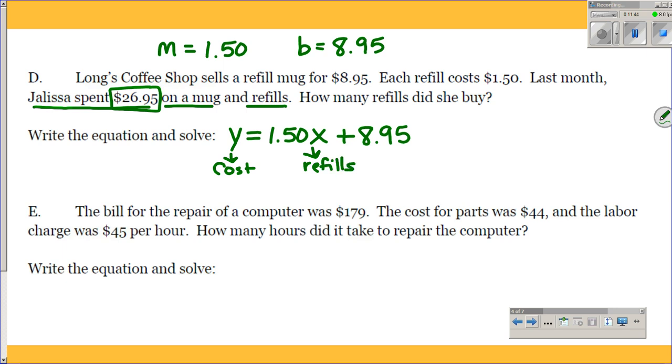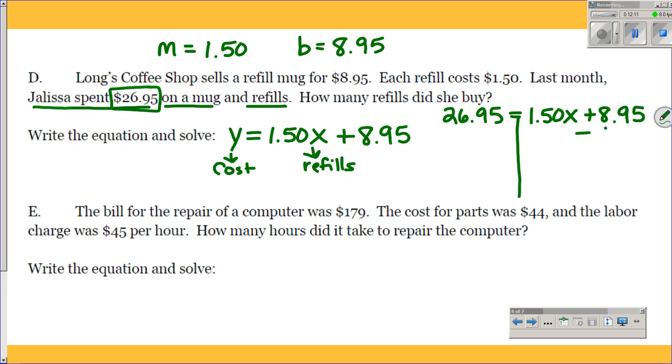So we are going to substitute the $26.95 where we see our y value in the equation. The cost, remember, depends on the number of refills. So y is the dependent variable. So we're going to say $26.95 equals $1.50x plus $8.95. And now we're going to solve for x.